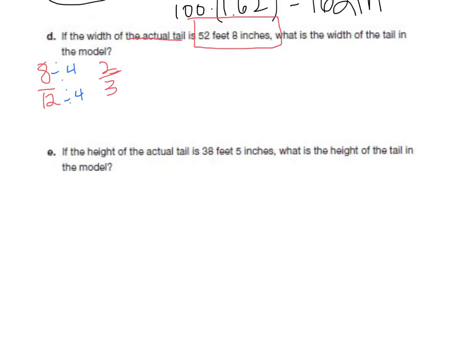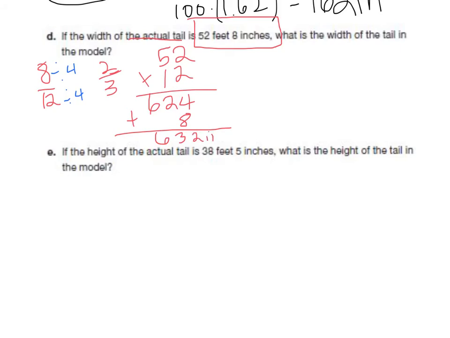So let's convert our feet to inches. We're going to take 52 feet times the 12 inches that there are in a foot, and 52 feet times 12 inches equals, I'm waiting on my handy-dandy assistant, 624 inches. Plus the 8 extra inches they gave us, gives us 632 inches.